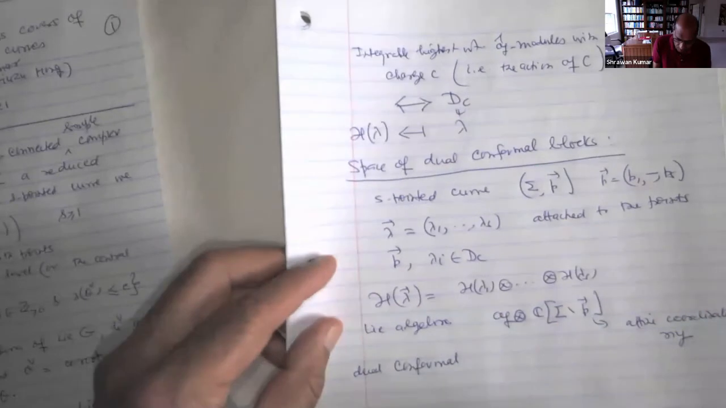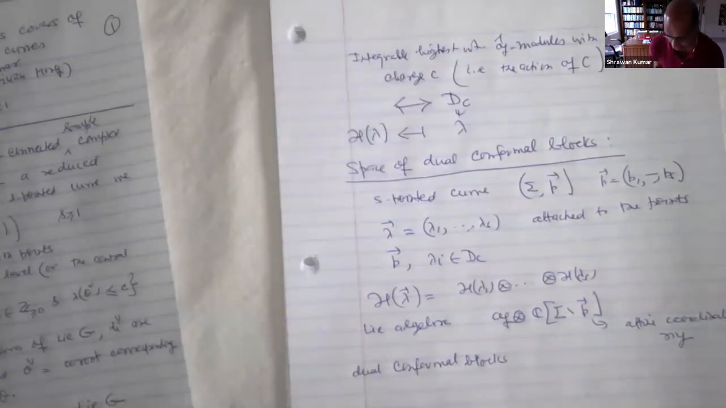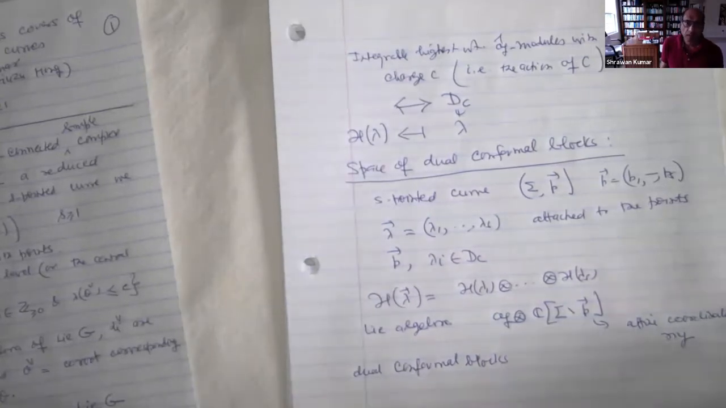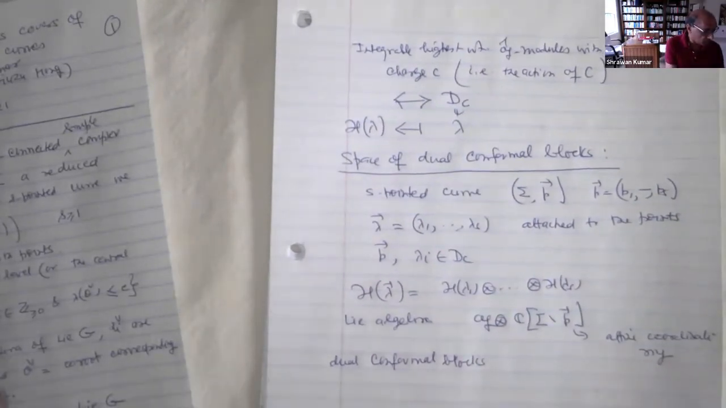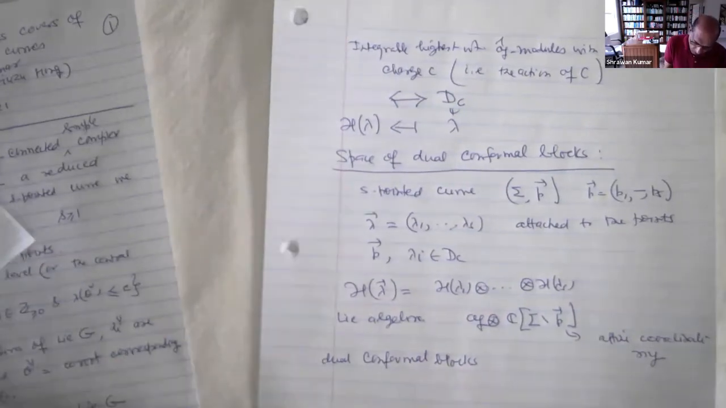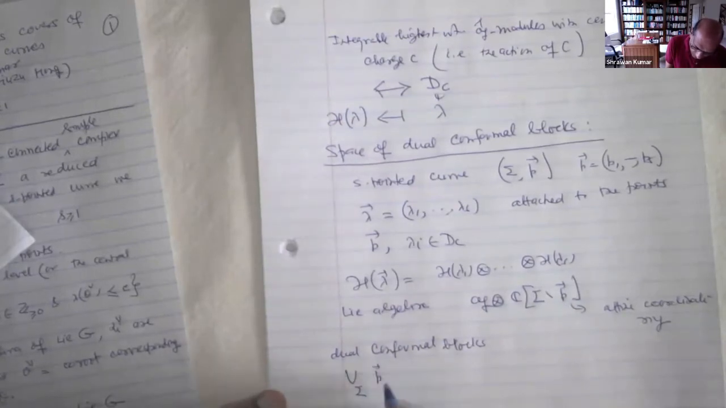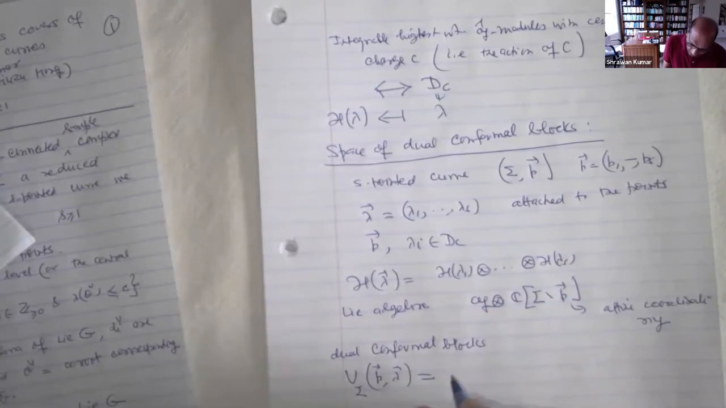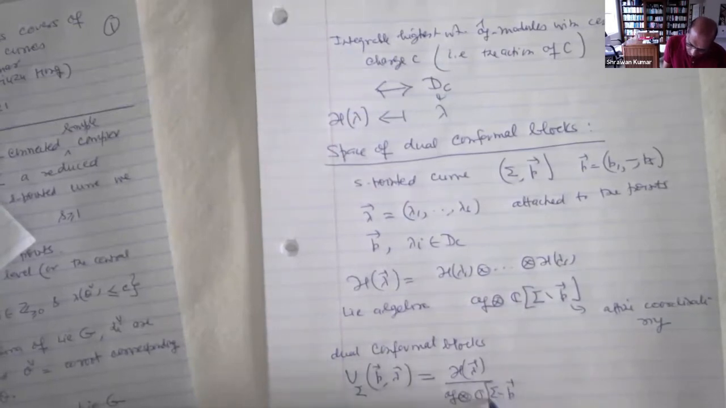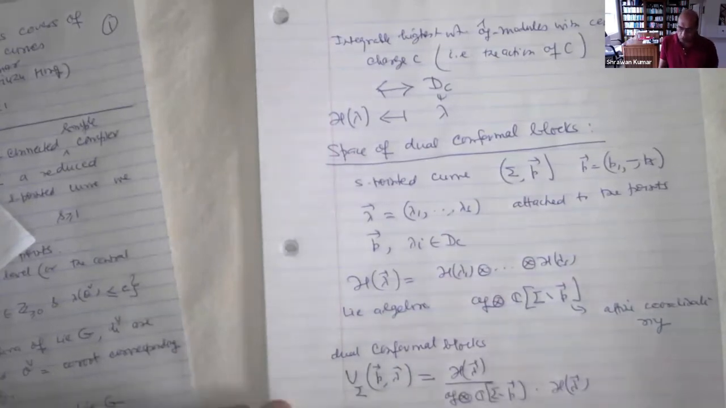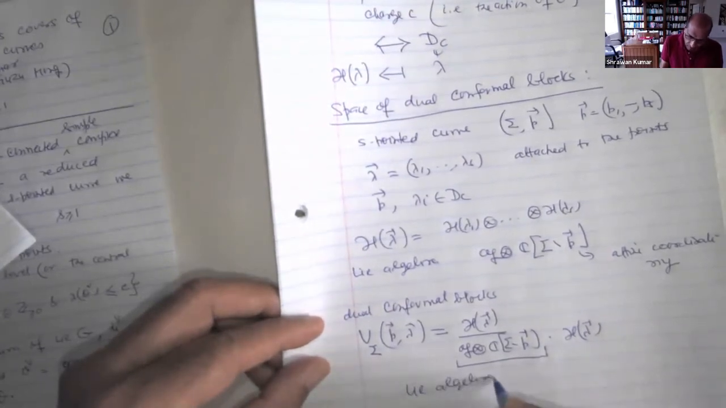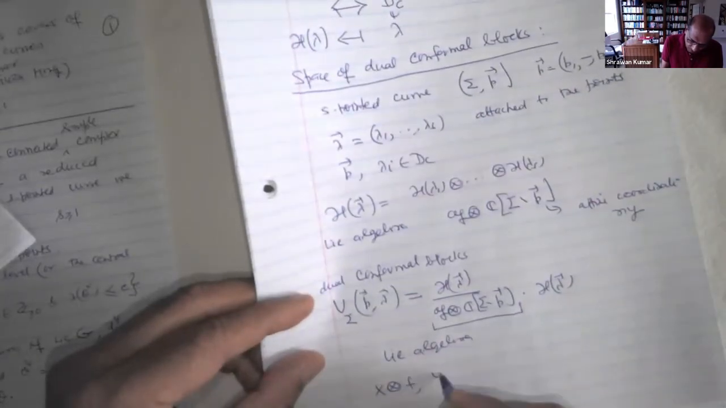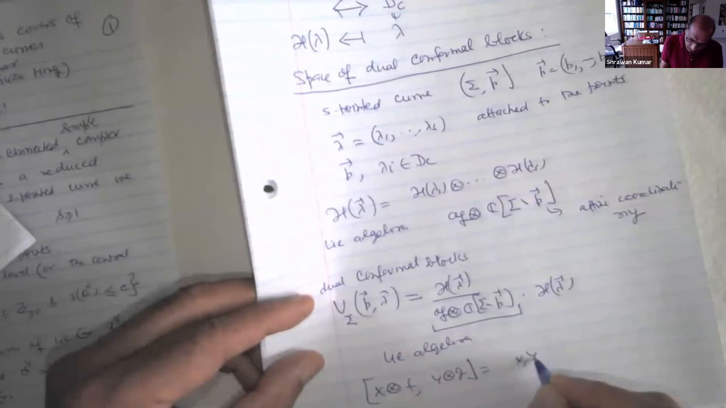Dual conformal blocks, which I am going to denote, let's keep the same notation, by V sigma P lambda. So this is H lambda divided by G tensor C sigma minus P acting on H lambda. So first of all, this is a Lie algebra under the standard action: X tensor F, Y tensor G is nothing but XY tensor FG.